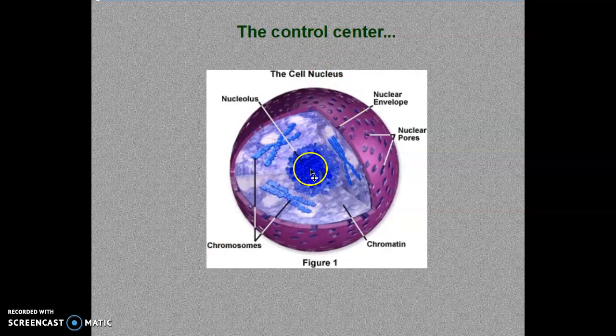Here's the nucleus, and the nucleolus, which you guys don't have to know, is down in there in the center, and then your DNA or chromosomes would be around here. So if you want to think of it like a fresh peach, the skin would be like the nuclear membrane, the flesh of the peach that we eat is where we keep our DNA, and then the pit is the nucleolus, which you guys don't have to know that particular part.